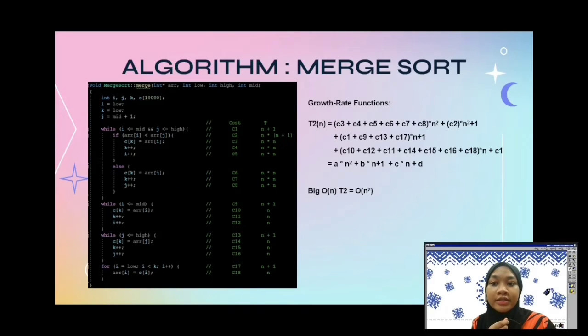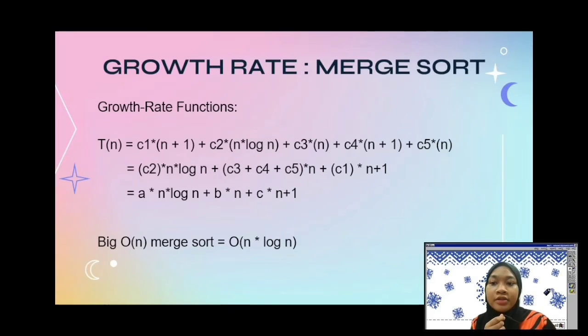Next, the numbers are then being compared when split into two halves. Hence, the growth rate function, or big O, for this case is O(n squared). The calculations to find the growth rate functions for this algorithm are quite simple really. In the end, you only need to eliminate the constants. Finally, you will have the overall big O for merge sort as O(n log n).